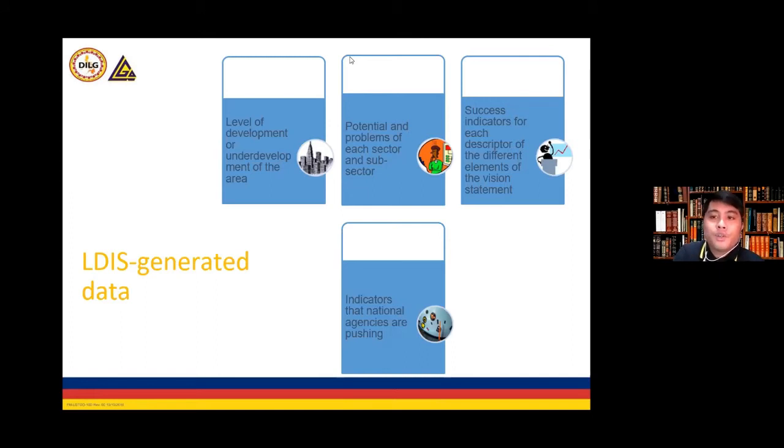So in order for you to align your local priorities with the national government, you must be able to review the development thrusts and priorities of the current administration, which is stated or can be found in that Philippine Development Plan. So that is a medium-term development plan. Every administration formulates one.